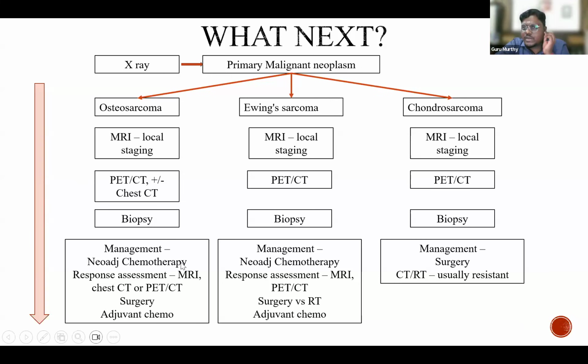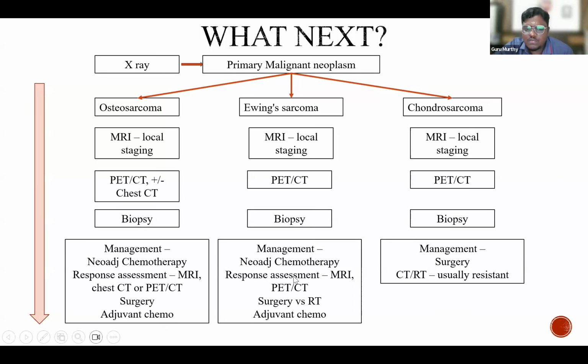Then for the management, once you get the biopsy report, they will start with neoadjuvant chemotherapy. After a few cycles, a response assessment will be done with the MRI. Then again they will do a chest CT, or along with it they may or may not do PET CT, then assess the response. Then go ahead with the surgery and adjuvant chemotherapy. So this will be the plan for your osteosarcomas.